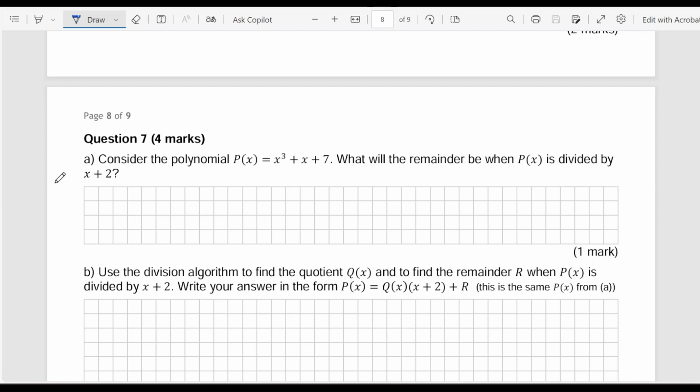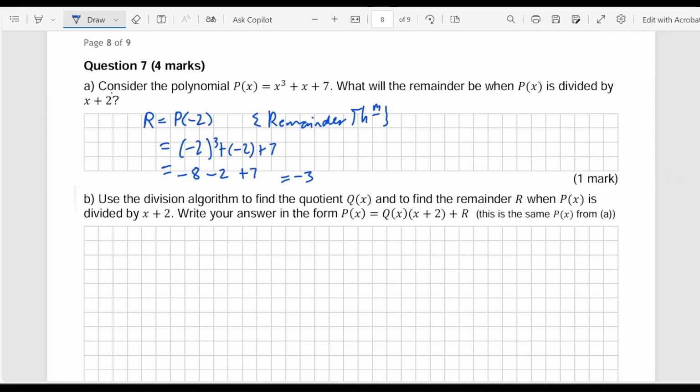All right, next up we have a polynomial division question. So what will the remainder be divided by x plus 2? The remainder is p of minus 2. So what you plug into the function is whatever makes that thing equal 0. If x was minus 2, it would make that thing equal 0. By the way, this is by the remainder theorem. This is going to be minus 2 cubed plus minus 2 plus 7. This gives you minus 8 take 2 plus 7, which is going to give you minus 3 as the remainder.